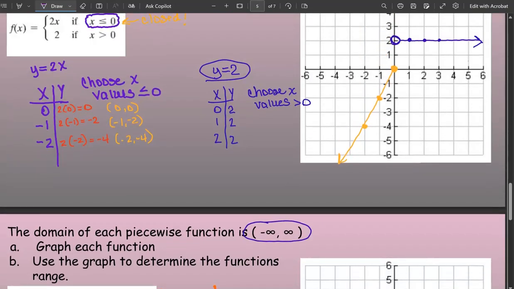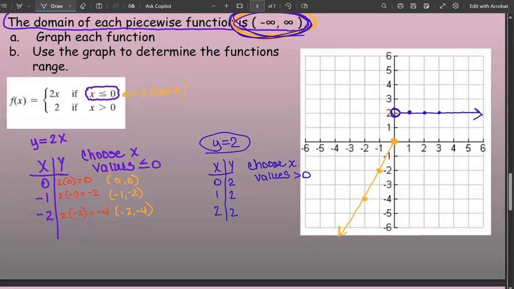Let's go back and look at this one. So the range for this one is going to go from negative infinity to 0, and then it's just going to be the number 2. Because we have all these points along the yellow line. And then on these, my y value is just going to be 2 every single time.